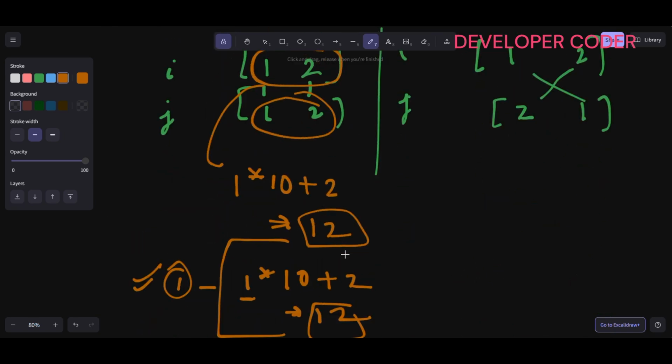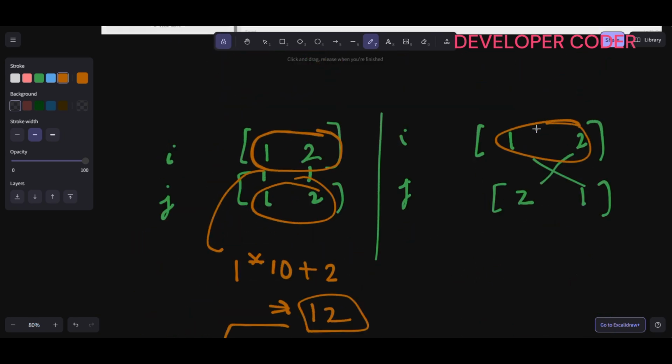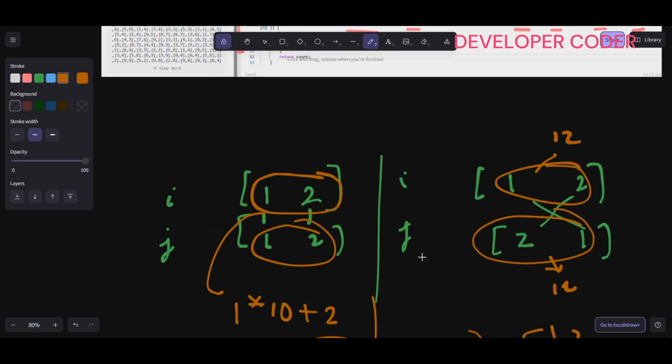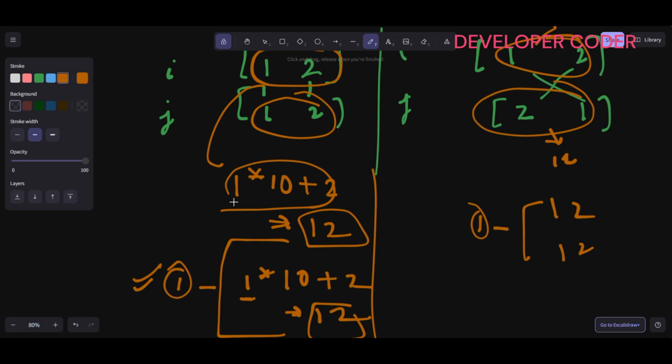Here also 1 and 2, which is smaller, 1 is smaller, 1 into 10 plus 2, 12. 2 and 1, which is smaller, 1 is smaller, 1 into 10 plus 2, 12. So here they are also going to form one pair. From both the sides we are getting equal results. So this is what we need to do, simply apply this formula.